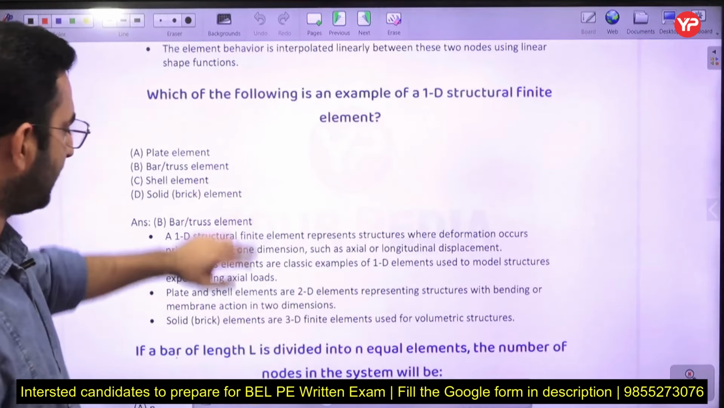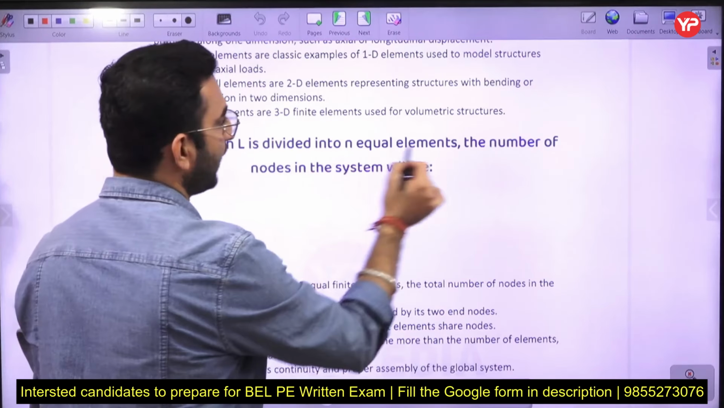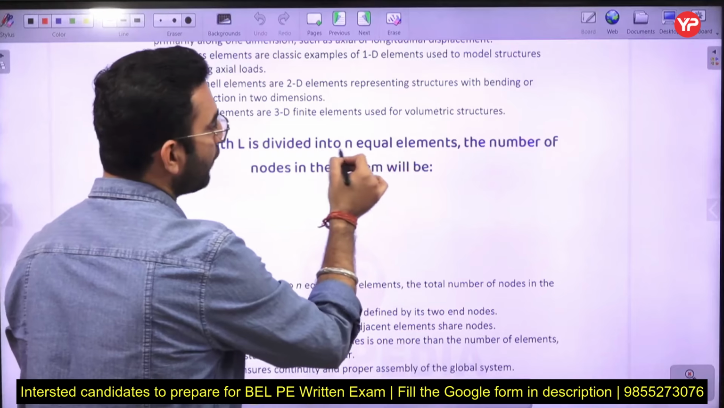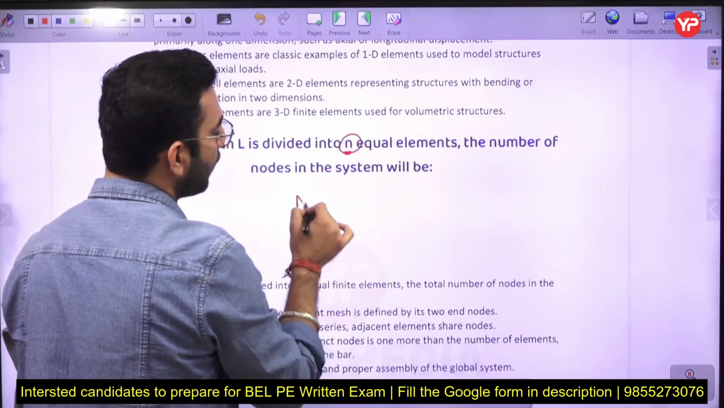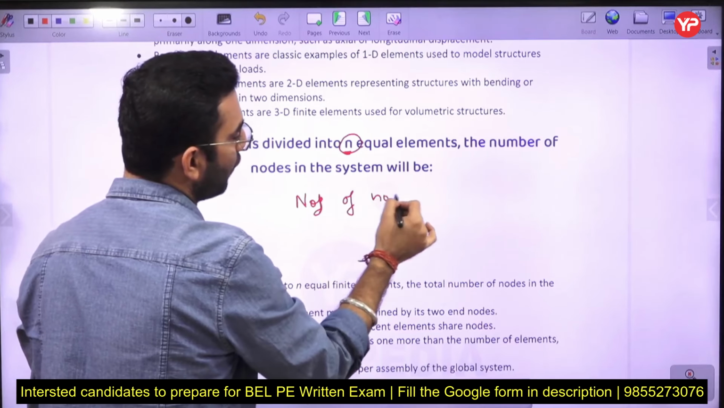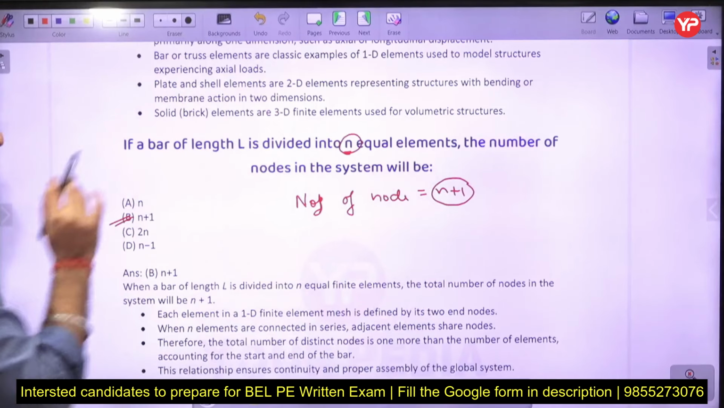Yeah, so here we have seen this question here. Now if a bar of length is divided into n equal elements, then what will be the number of nodes in the system? So in this case again you can see the number of elements is n. The corresponding number of nodes will be n plus 1 here. That's again a simple case.